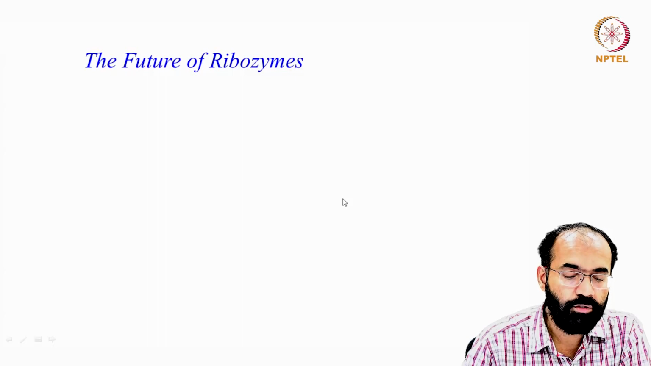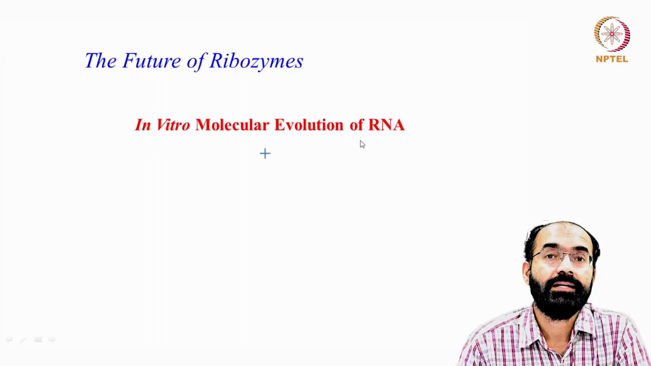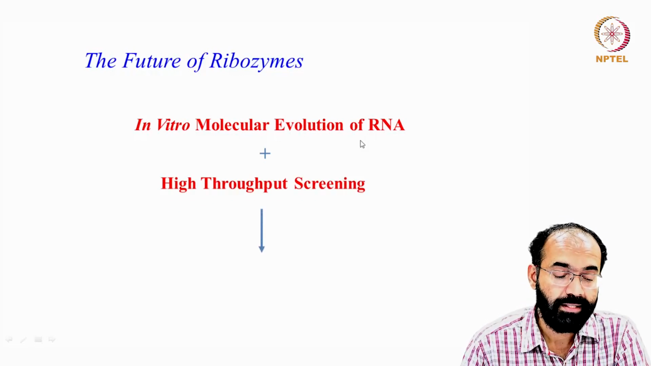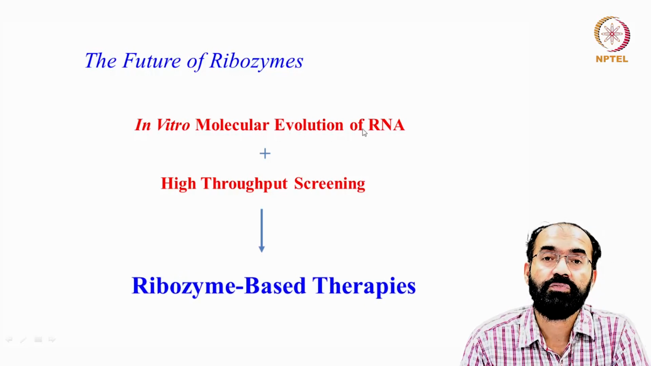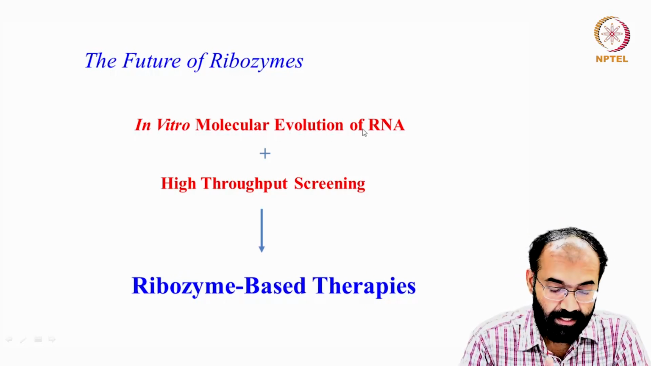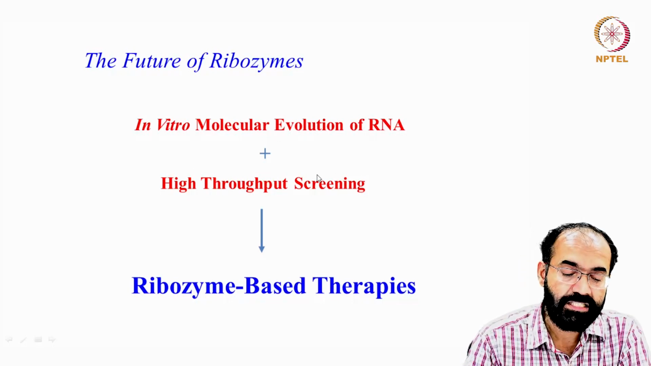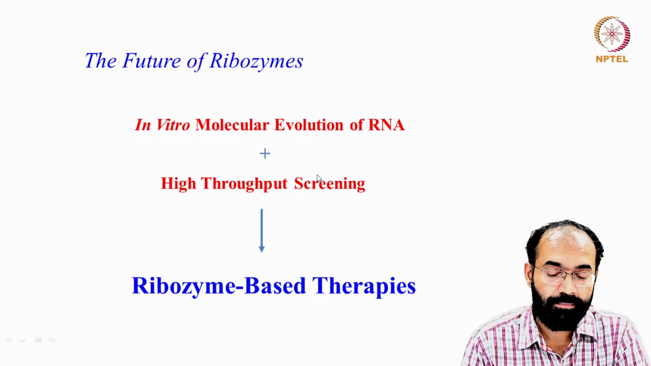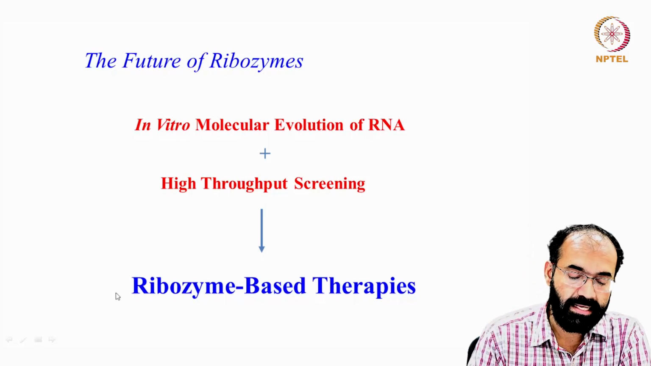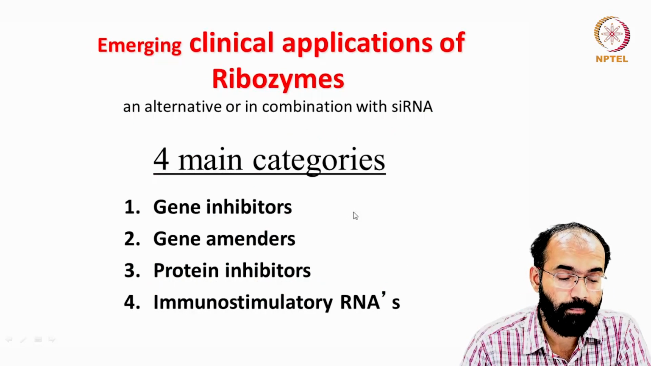Now let us quickly look into the future of ribozymes. Can we adopt newer and newer functions for the ribozyme? The in vitro molecular evolution of RNA is very much possible with the help of ribozymes, and we can also do high throughput screening. That means you can design ribozymes and do a screening, based on which ribozyme-based therapies are very much possible.